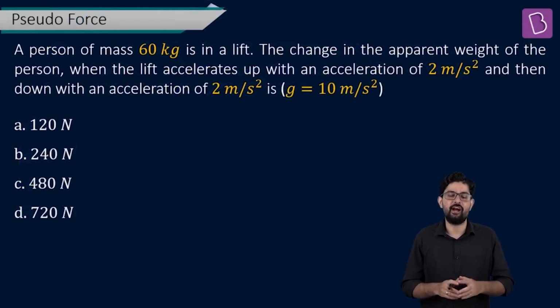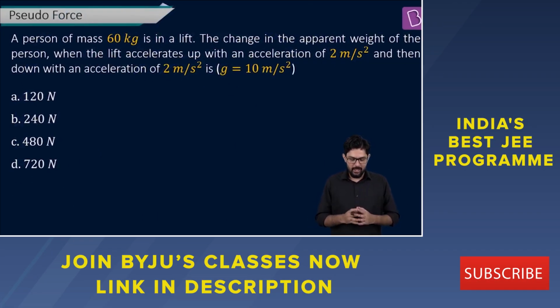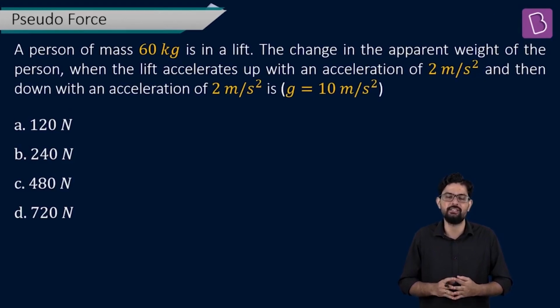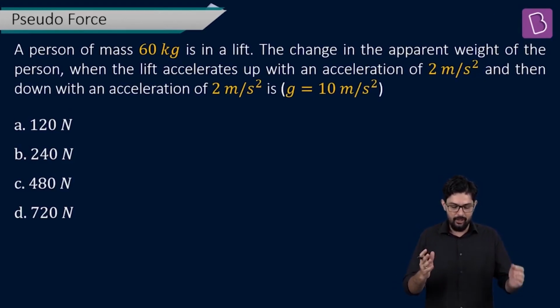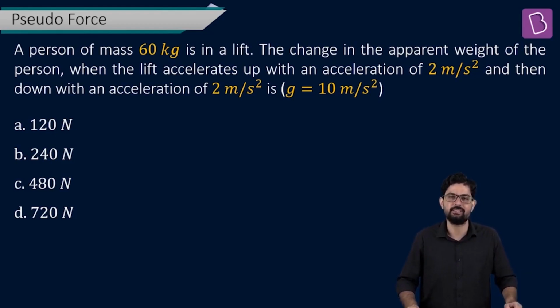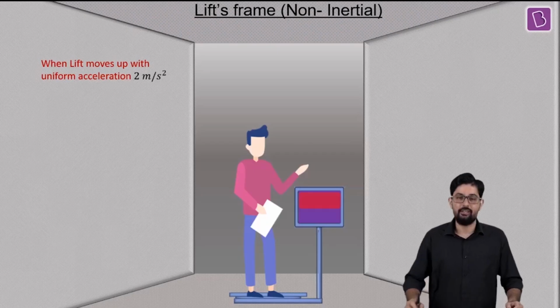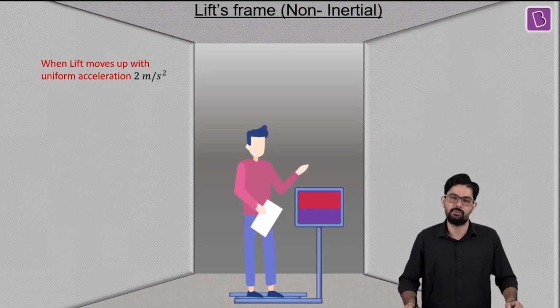Now I'm sure you will find these kind of questions really simple. So let's solve this one. A person of mass 60 kg is in a lift. So the 60 kg is the actual mass of this person. The change in the apparent weight of the person when the lift accelerates up with an acceleration of 2 meter per second squared and then down with an acceleration of same 2 meter per second squared. So let's solve this quickly. But we will go to the lift's frame to solve this one.